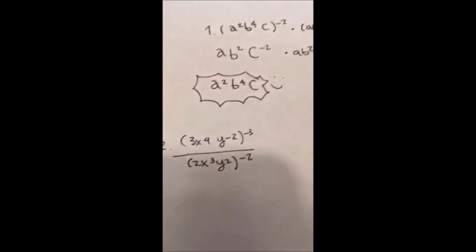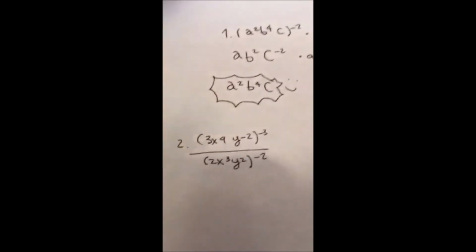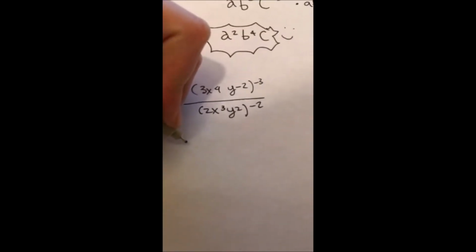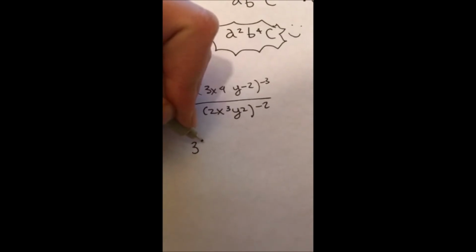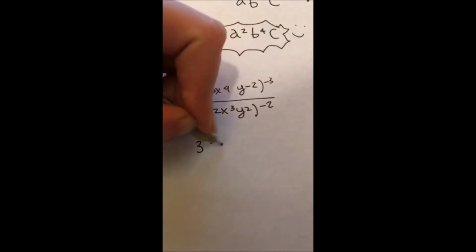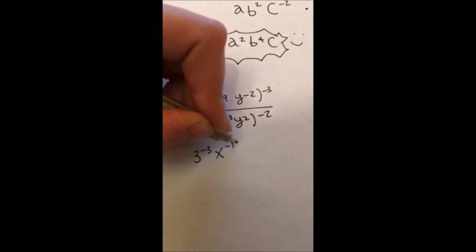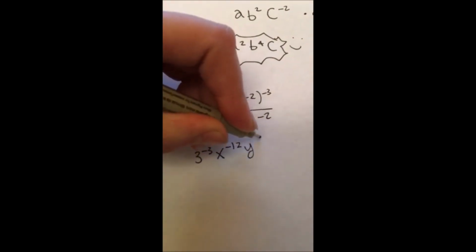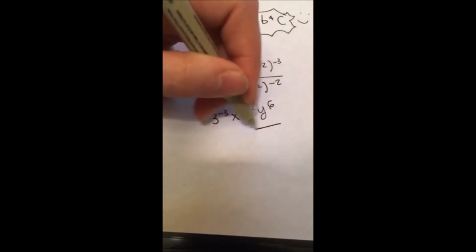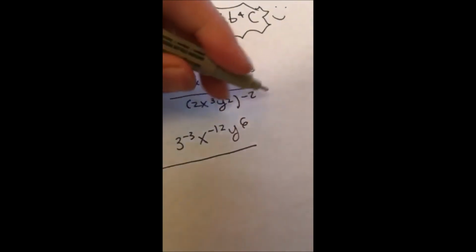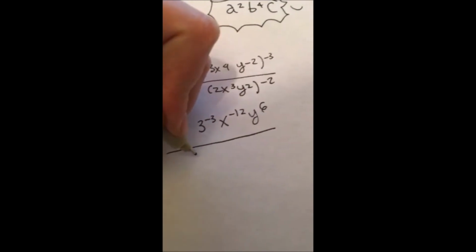So our first rule is that we have to get rid of the parentheses. So you're going to add that negative 3 to everything. So it becomes 3 to the negative third, x to the negative 12th, and y to the 6th. And you're going to get rid of the parentheses on the bottom as well. So for the denominator, it's going to become 2 to the negative second, x to the negative 6th, and y to the negative 4th.